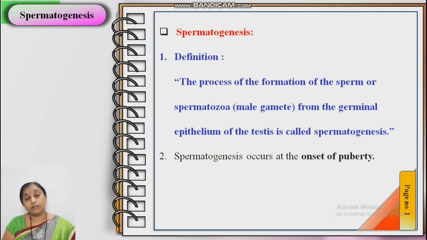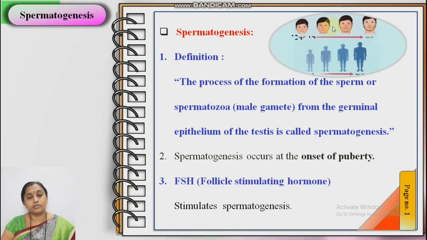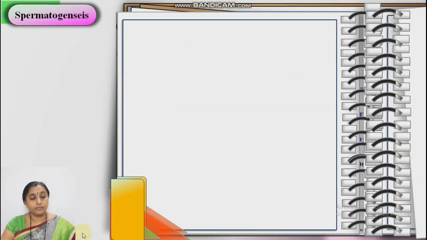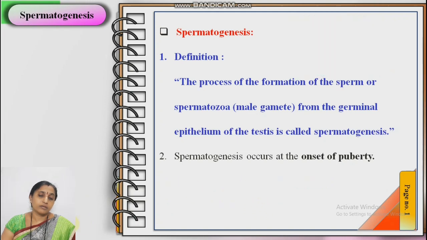I already explained puberty in case of male. See here in the diagram, puberty age is 12 to 15 years. During this age, what happens? Hormonal changes take place, secondary sexual characters develop in male, and the testes get mature. Another thing is FSH, follicle stimulating hormone.